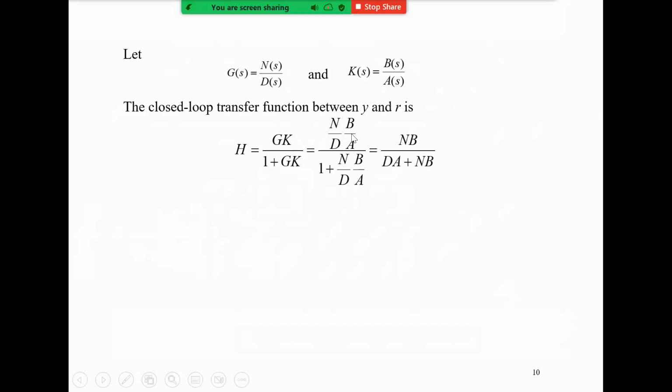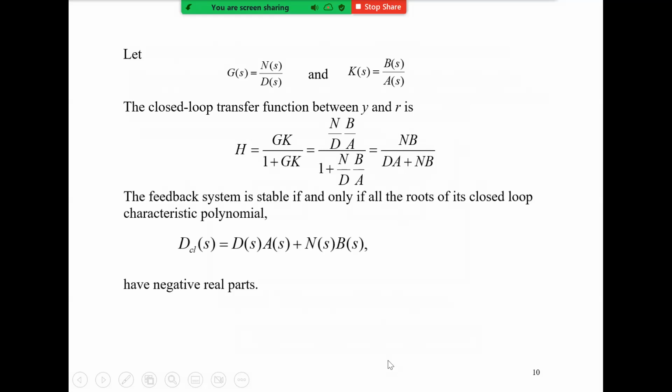Okay, so let's just plug in the expression for this plant transfer function and the controller. We will get the closed loop transfer function, which takes this form. Of course, we know that this is the denominator of the closed loop transfer function, right?